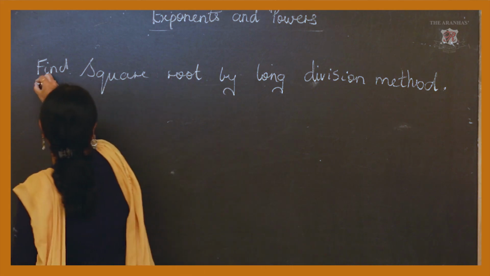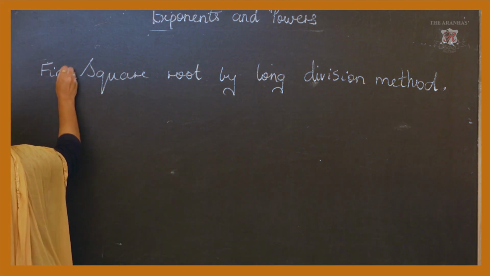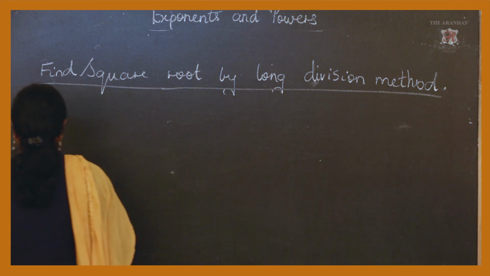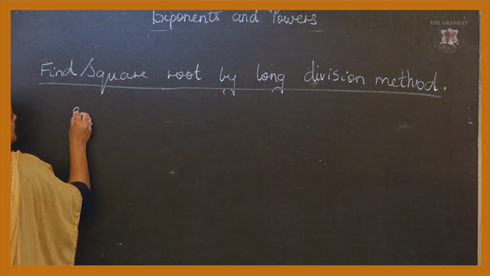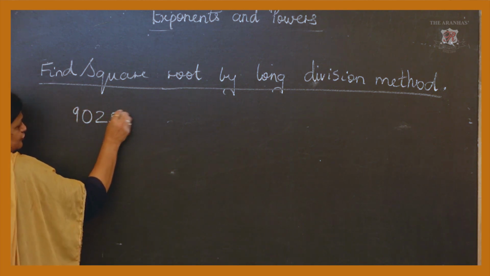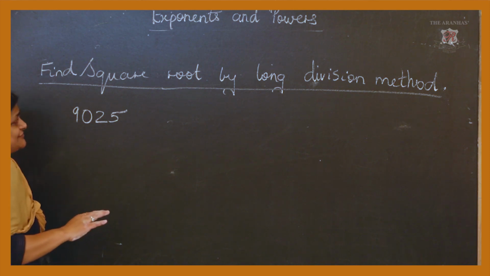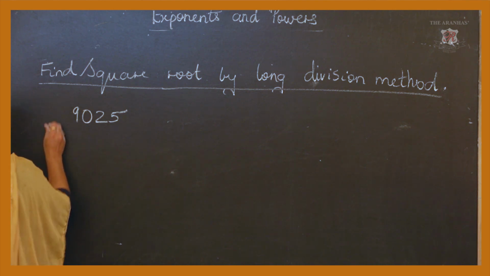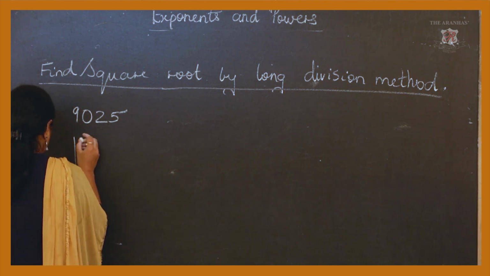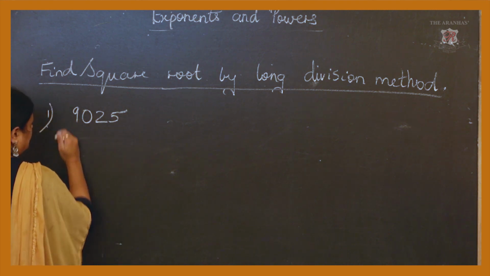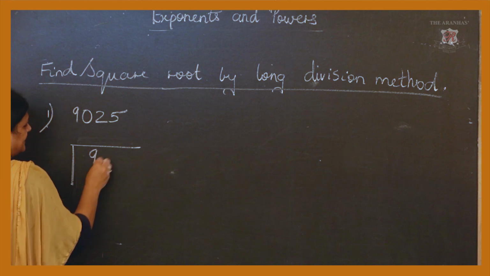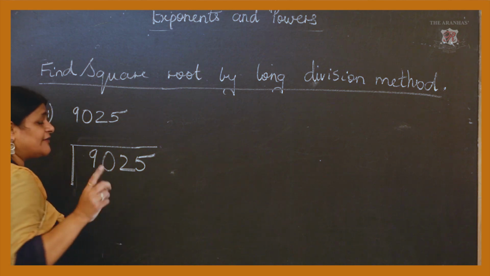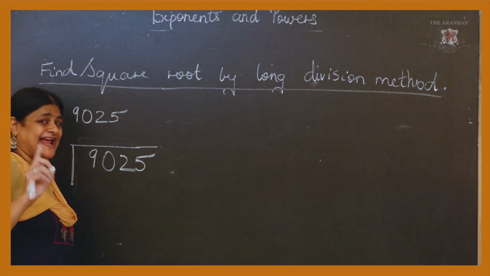Okay, so now here you have to find the square root by the long division method. You have been given one sum, 9025. What you have to do is find the square root by the long division method. So now here you are going to take 9025.